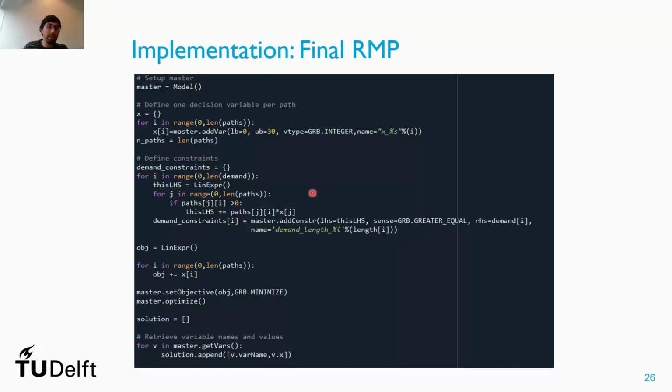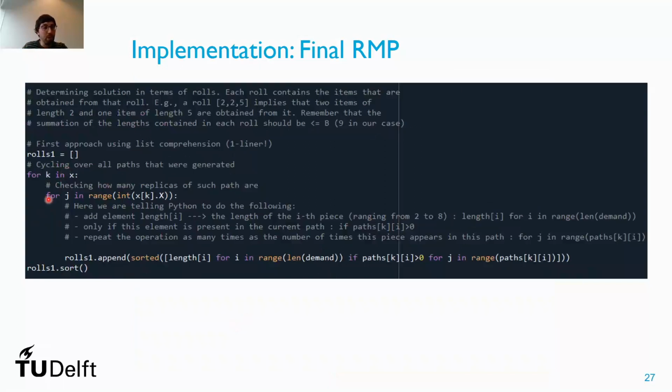I define my constraints. Again, I need to satisfy a certain demand per item type, and I want to minimize the number of bins I use. And then in the end, I solve the problem. And here, apart from the comments, which I used to remember what I was doing, I'm basically reconstructing how each roll looks like. Because again, my solution is not directly usable in terms of how a roll looks like.